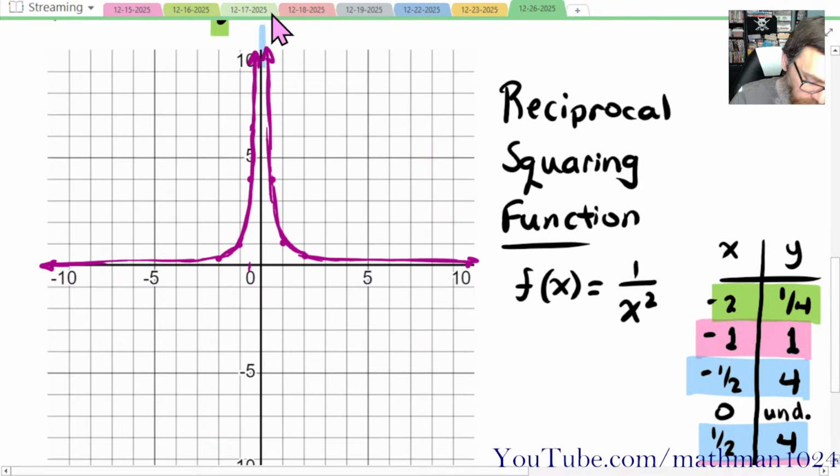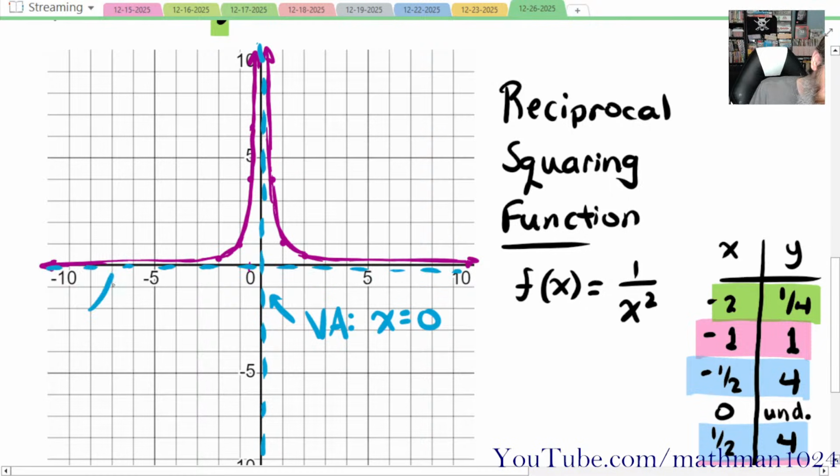Whoops, that is not what I meant to do. All right, so we have my vertical asymptote, and you'll see me abbreviate this just by saying VA. And this is the equation x equals 0. And then we have our horizontal asymptote of y equals 0.